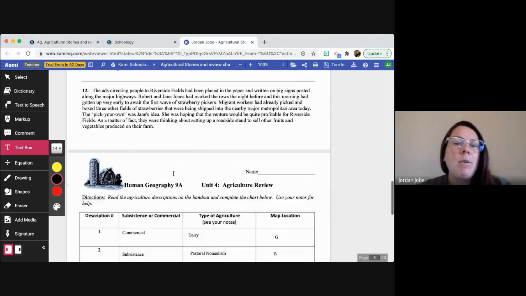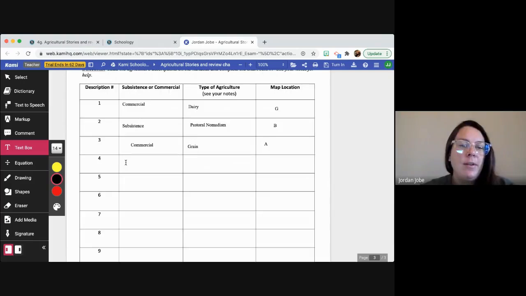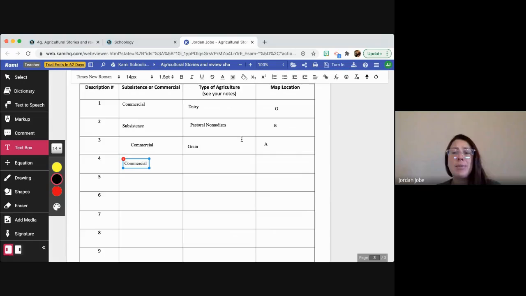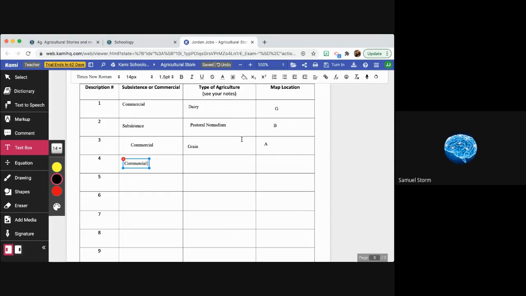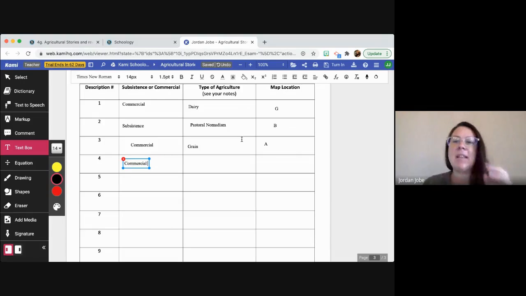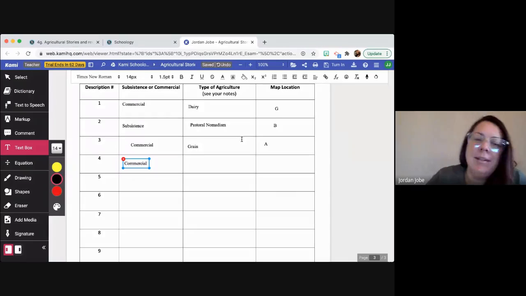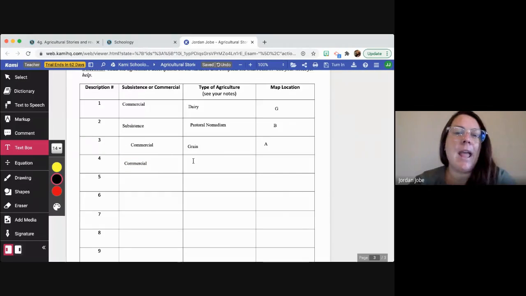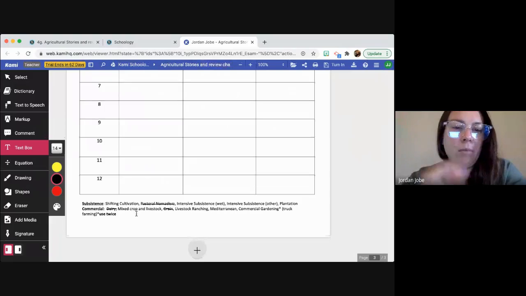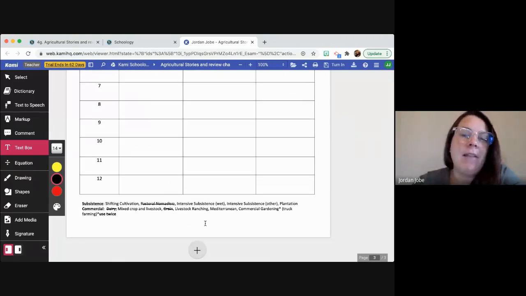Okay. Are we talking about commercial or subsistence agriculture here? Commercial. Yeah, commercial, right? He's talking about a vast array. This thing had been in his family for generations. He's talking about inoculating his sheep. Do you guys know what inoculation is? Kind of like a vaccine. Yeah, exactly, right? Fancy academic term for vaccine. So he was able to vaccinate his sheep. It takes money to vaccinate your animals, okay? So looking at commercial, was he talking about mixed crop and livestock, ranching, Mediterranean, or commercial gardening?